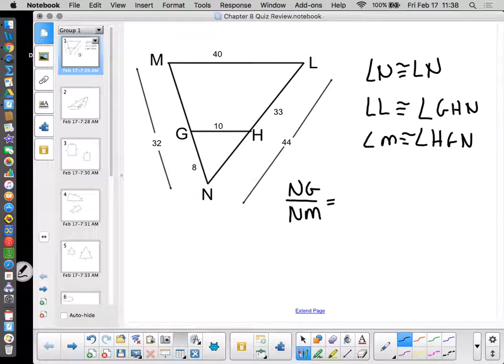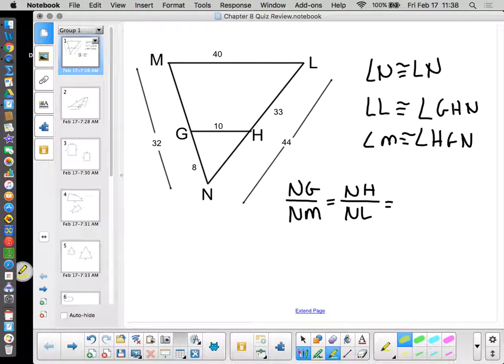Equals, what would be another thing then in that order? We went small triangle to big triangle, so let's be consistent. So this side in that small triangle. And H would be another one. Over, what would be the corresponding side in the big triangle? And L. And the third side in the small triangle is? It shouldn't be that hard.